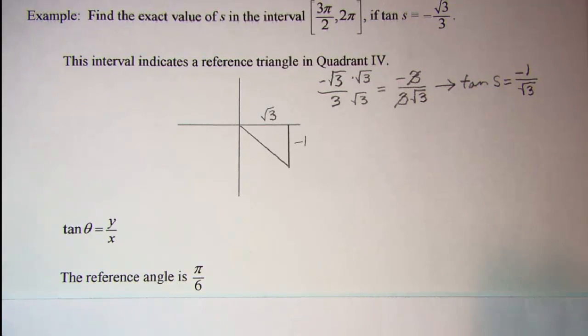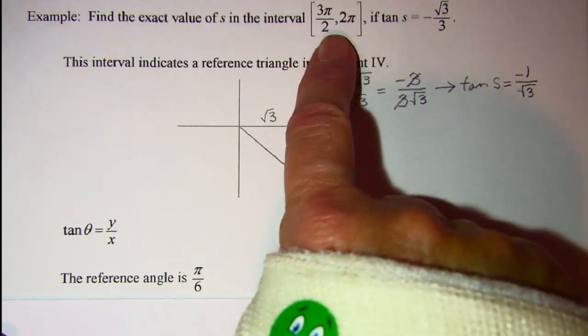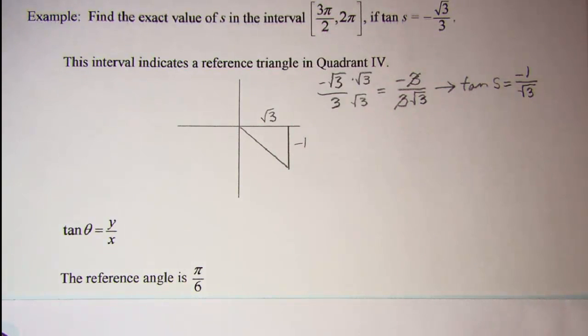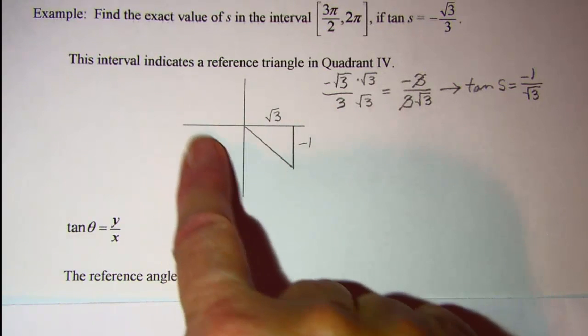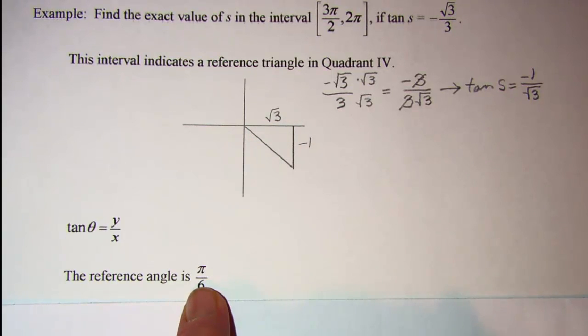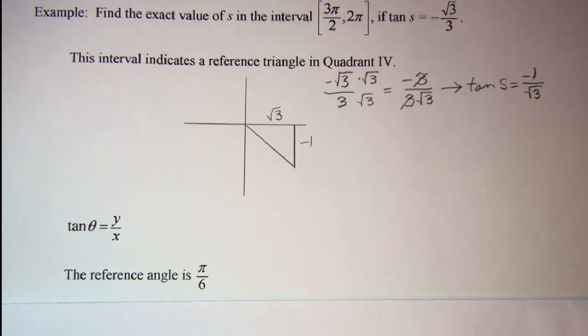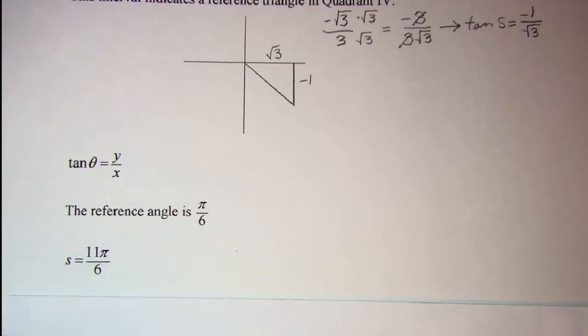So my reference angle is pi over 6, which we know is 30 degrees, obviously. But the pi over 6 is what we want to use because we have to give our answer in this interval. So the pi over 6 reference angle means that I'm going to be all the way around 2 pi and then back it off or subtract pi over 6. So 2 pi subtract 1 pi over 6 gives me 11 pi over 6.